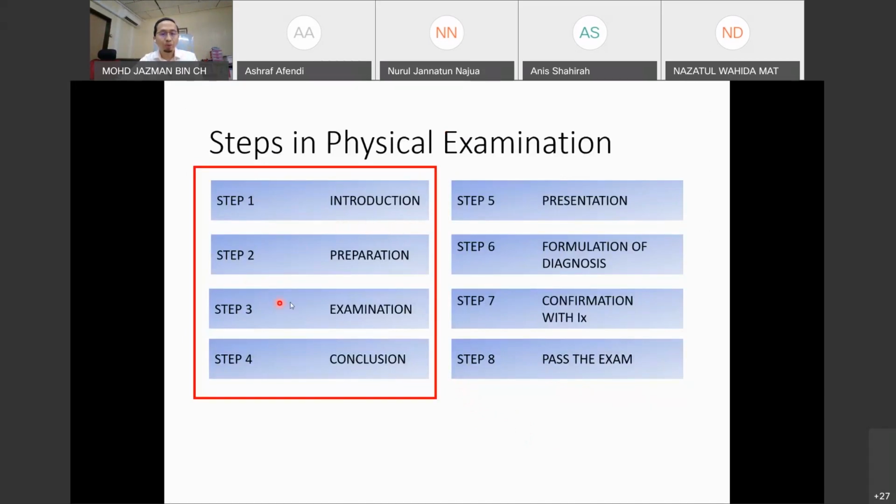Step 1, introduction. Step 2, preparation. Step 3, examination. Step 4, conclusion. Followed by step 5, presentation, formulation of a diagnosis, confirmation of investigation, and lastly, pass the exam or complete the physical checkup. Okay, so what I'm highlighting in this box is the 4 initial steps of physical examination. Whereas the remaining 4 is when you are presenting the findings of your physical examination. So we are going to concentrate on these first 4 steps, which are the introduction, preparation, examination, and lastly, conclusion.